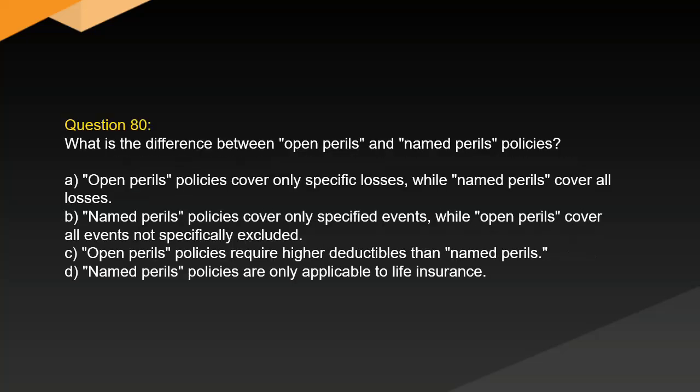Question 80. What is the difference between open perils and named perils policies? A. Open perils policies cover only specific losses, while named perils cover all losses. B. Named perils policies cover only specified events, while open perils cover all events not specifically excluded. C. Open perils policies require higher deductibles than named perils. D. Named perils policies are only applicable to life insurance.